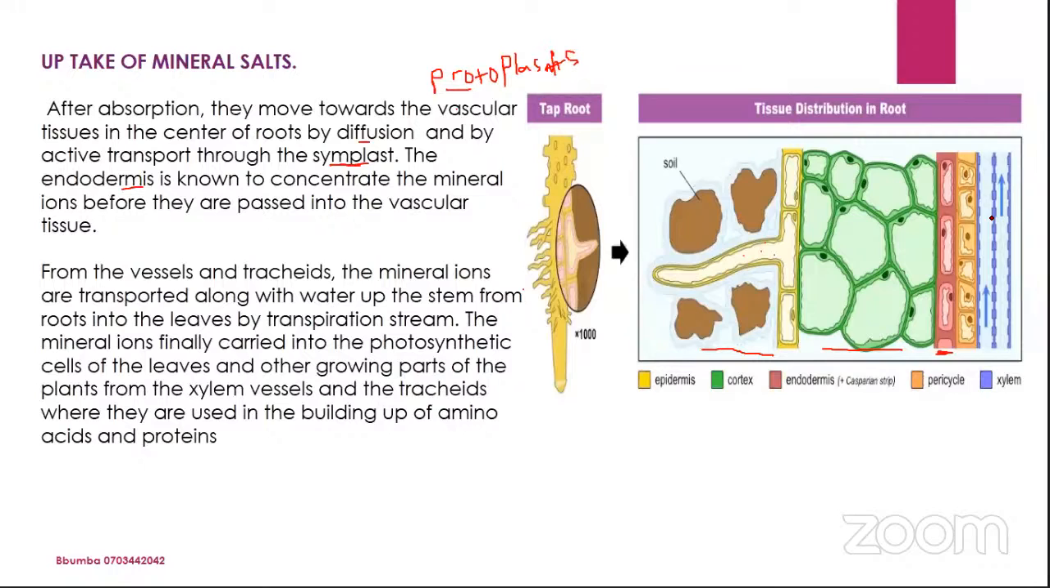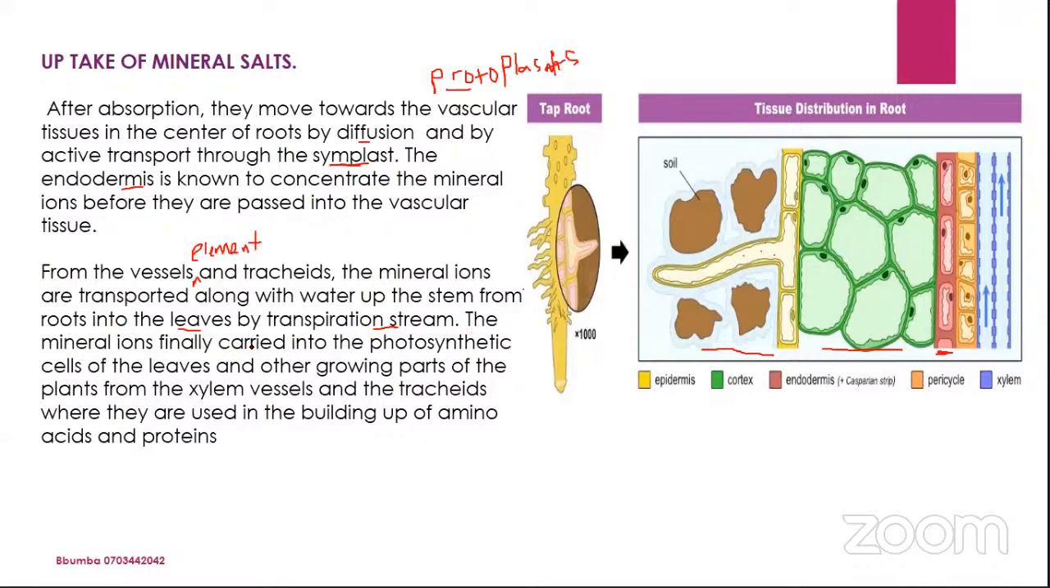The xylem is made up of two water conducting tissues, that is the vessel element as well as the tracheids. And here you can see the vessel. You can add here vessel element if you want it, but even if you just write vessel. So from the vessel element and tracheid, the mineral ions are transported along with water up the stem from the roots into the leaves by the transpiration stream. Remember the cohesion tension theory, which we talked about last time.